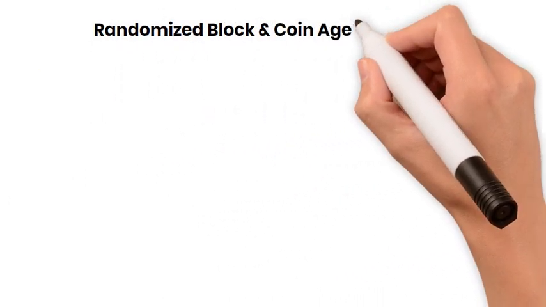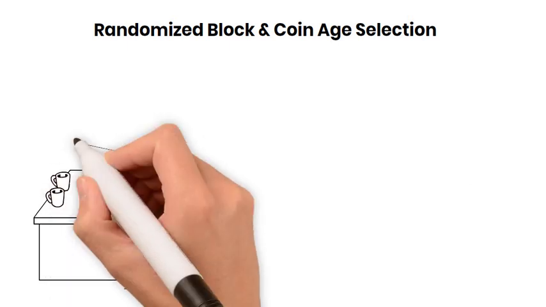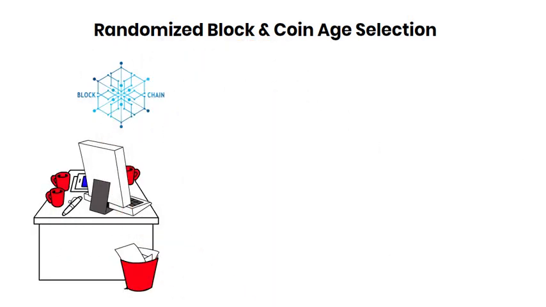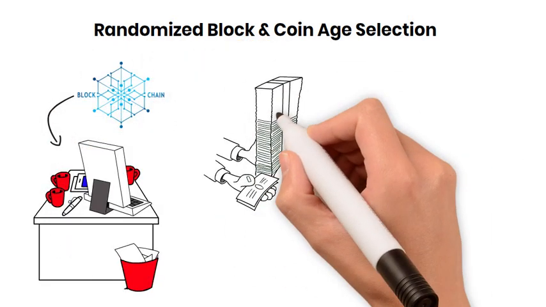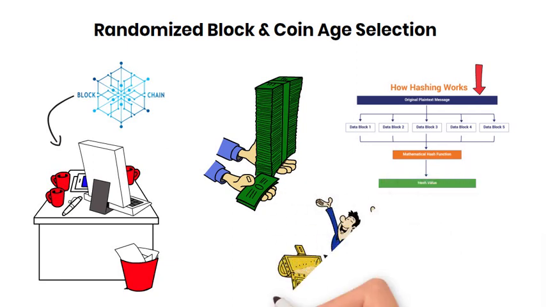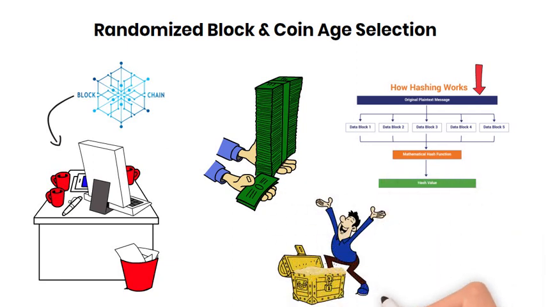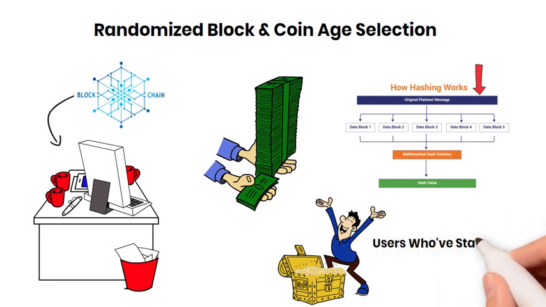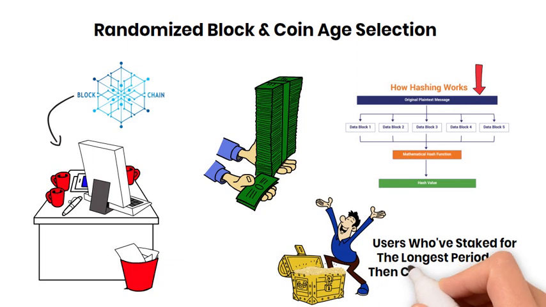Randomized block and coin age selection is a system used to randomize block selection, giving preference to users with one of the largest stake amounts and one of the lowest hash values. Meanwhile, the coin age selection method selects miners by determining the duration of time each user has staked their Oduwacoins. Users who have staked for the longest period are then chosen to be miners.